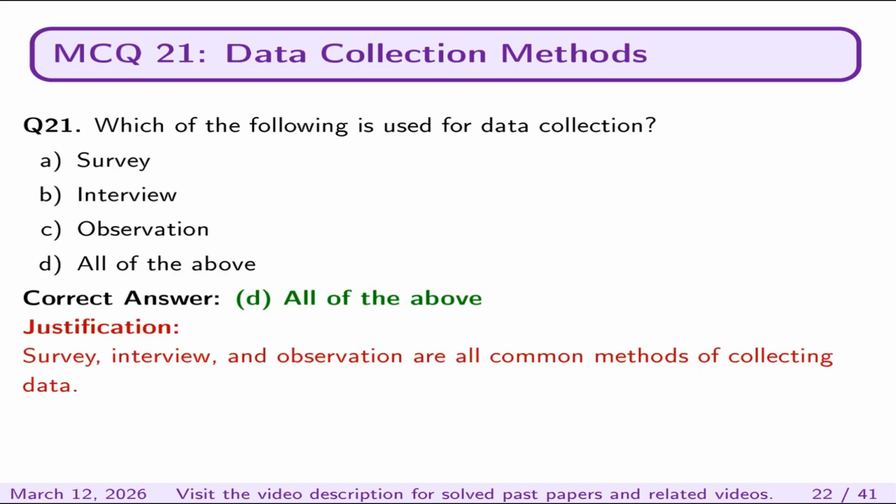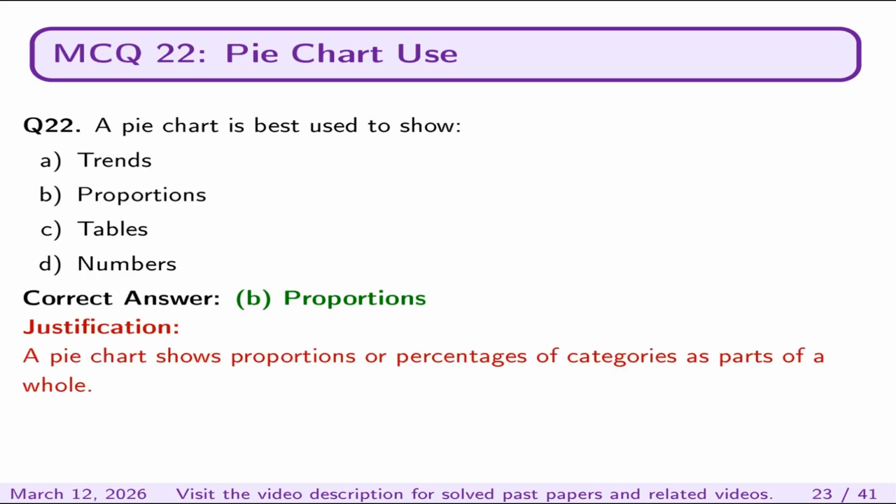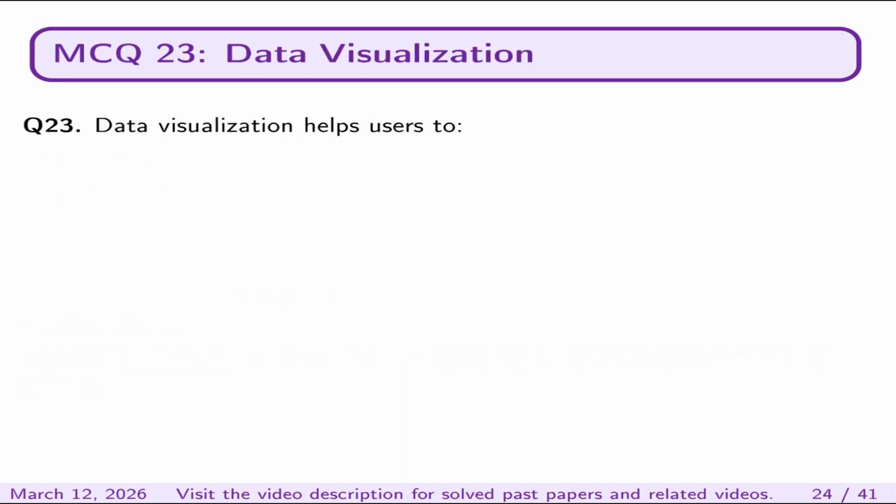Because survey, interview, and observation are all common methods for collecting data. A pie chart is best used to show trends, proportions, tables, numbers. The correct answer is proportions, because a pie chart shows proportions or percentages of categories as parts of a whole.